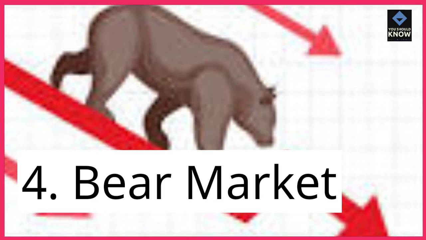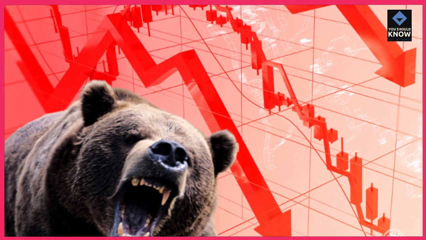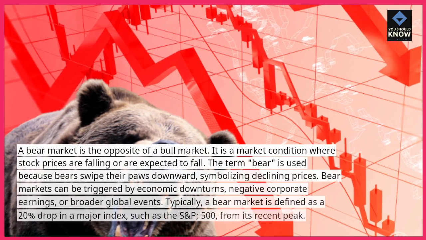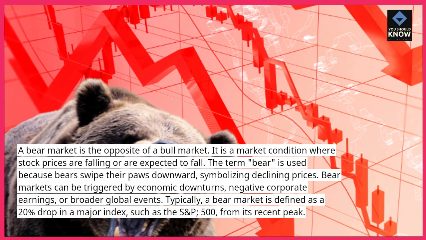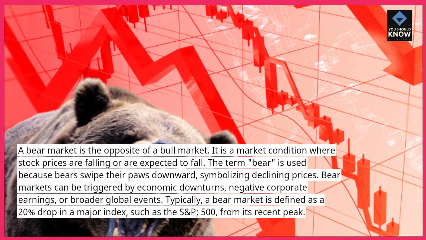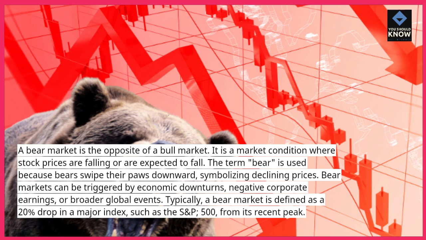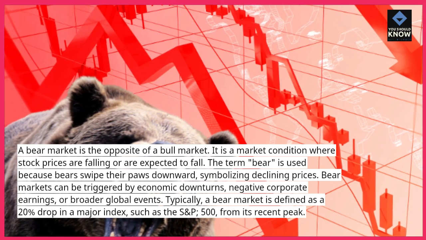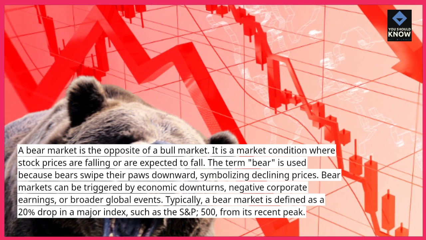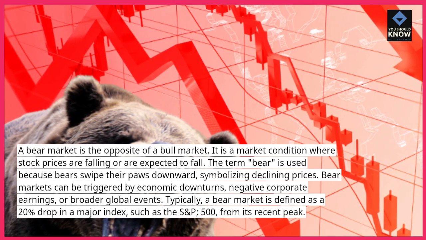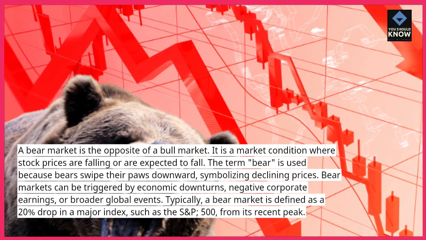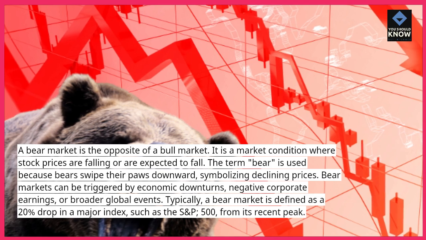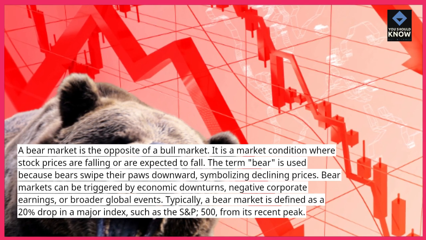4. Bear market. A bear market is the opposite of a bull market. It is a market condition where stock prices are falling or are expected to fall. The term bear is used because bears swipe their paws downward, symbolizing declining prices. Bear markets can be triggered by economic downturns, negative corporate earnings, or broader global events. Typically, a bear market is defined as a 20% drop in a major index, such as the S&P 500, from its recent peak.